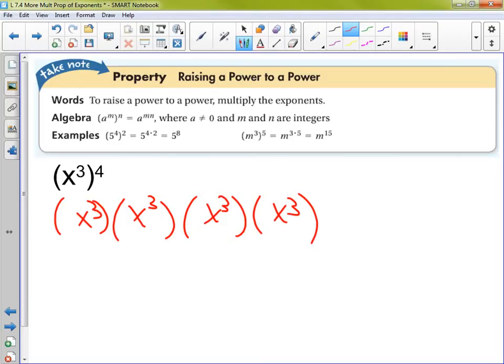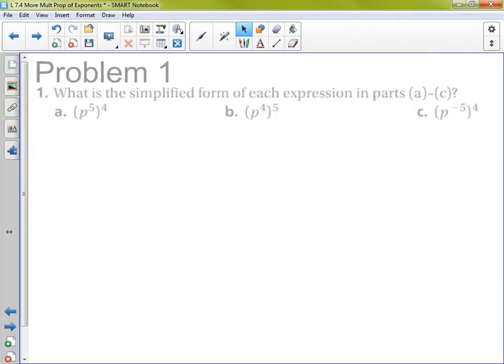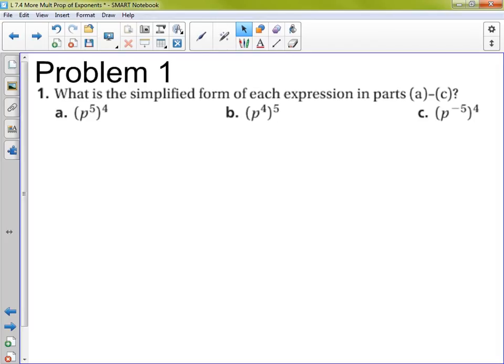What the book gives you is a rule or a shortcut, and that rule is whenever you raise a power to another power, you can multiply those two together to get 12, which is x to the 12th, which is the same thing that you get when you multiply x to the third by itself 4 times. So let's take a look at some problems that involve this shortcut. Here's the first problem.